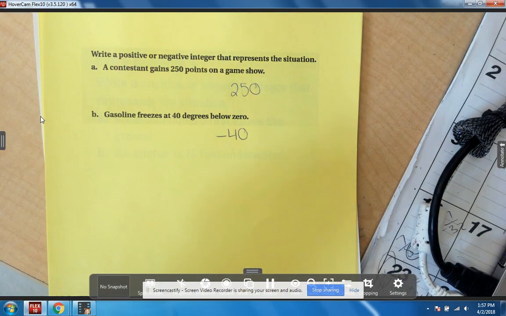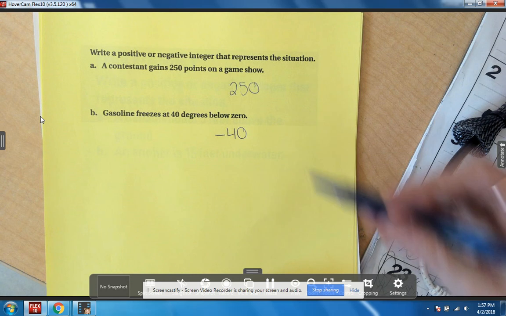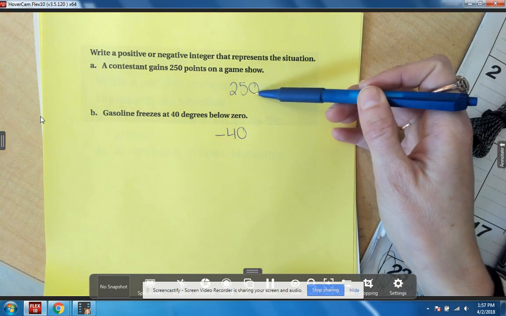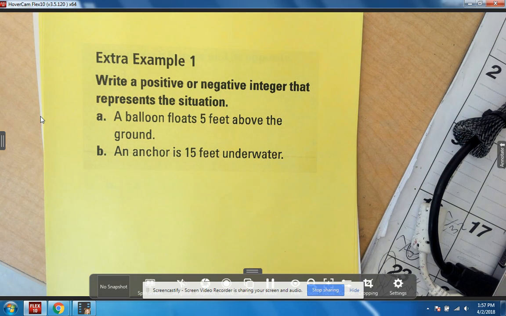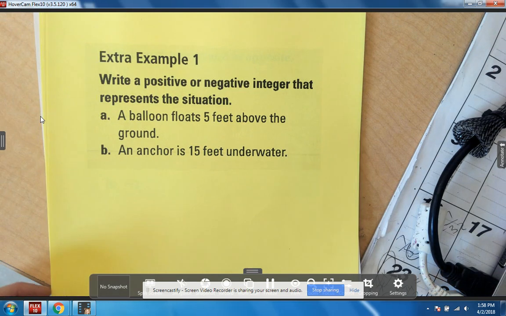Okay? So you're going to just take the next couple and see if you can write out just a positive or a negative integer, whatever one you think the situation is describing. So you try this one. It says, write a positive or negative integer that represents this situation. A balloon floats 5 feet above the ground. An anchor is 15 feet underwater. So you're just going to write what type of number. So either 5 or -5, 15 or -15. So try that one.